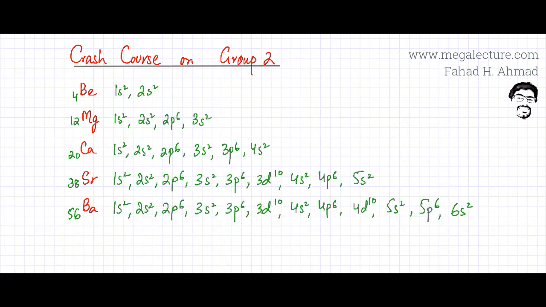Here I've written down the electronic configuration of all the elements in Group 2. Beryllium has 4 electrons: 1s2 and 2s2. Magnesium has 12 electrons, so that's 1s2, 2s2, 2p6 and 3s2.